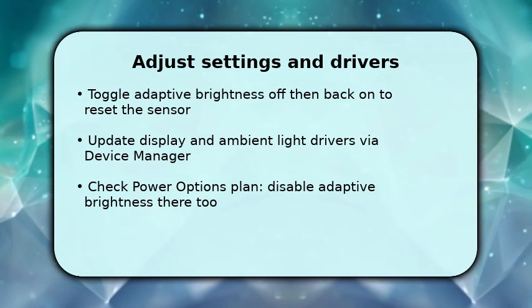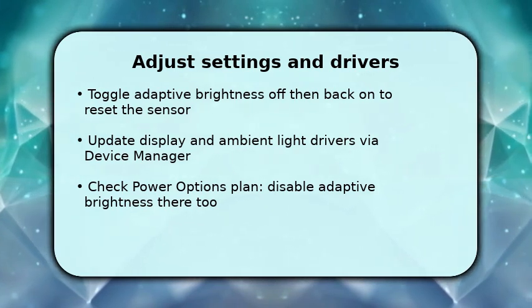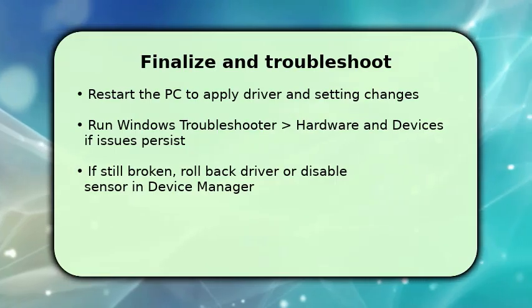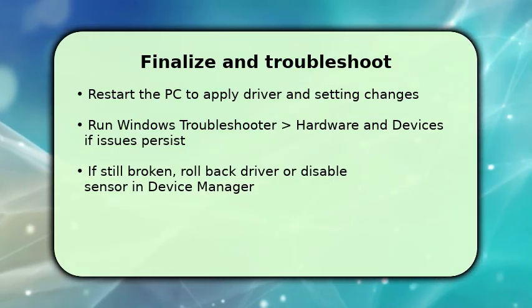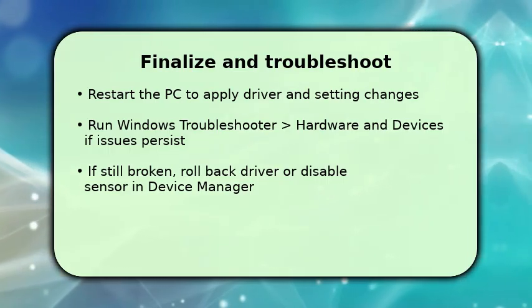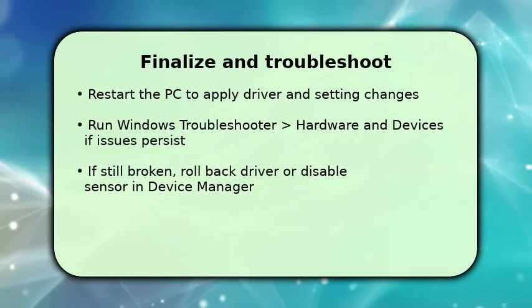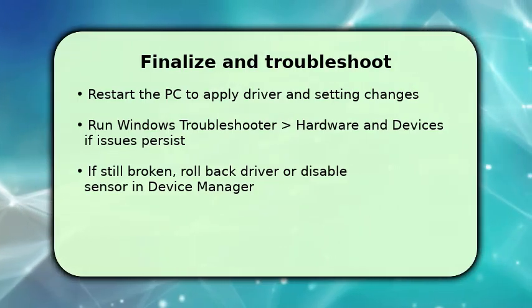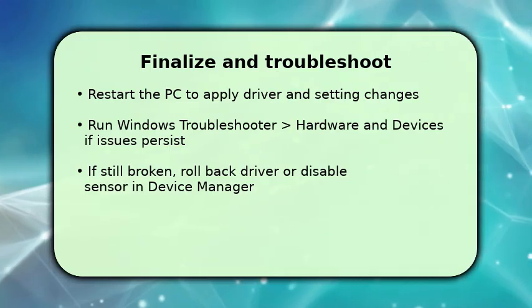Finish by restarting the PC so Windows applies driver updates and setting changes cleanly. This often resolves lingering conflicts. Once rebooted, test by changing ambient light or switching power states. If automatic brightness still misbehaves, run Settings Update and Security Troubleshoot and choose Hardware and Devices to detect issues.